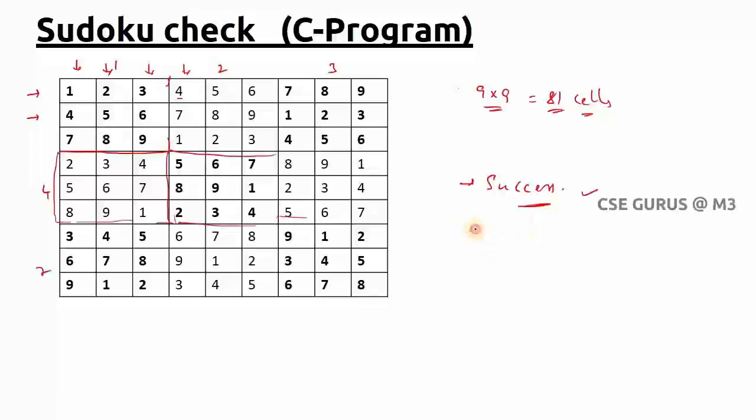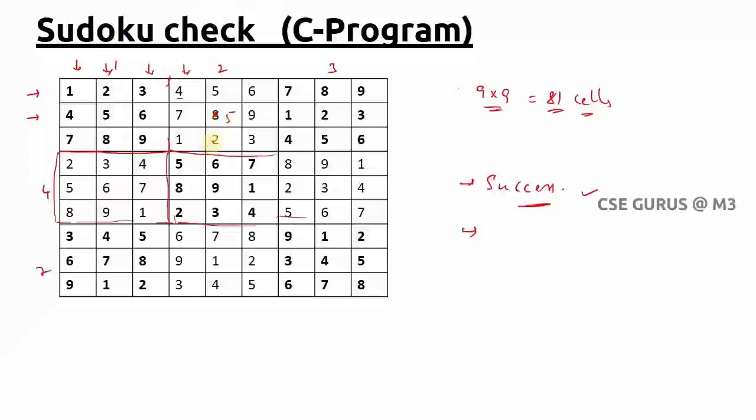But if there is a mistake somewhere, let us suppose instead of this I write 5. Now what happens in this row? You can see 5 repeated 2 times, so that's why it failed. Your output should say 5 repeated 2 times, or else it might be that 8 came 0 times. That is also a problem, no?